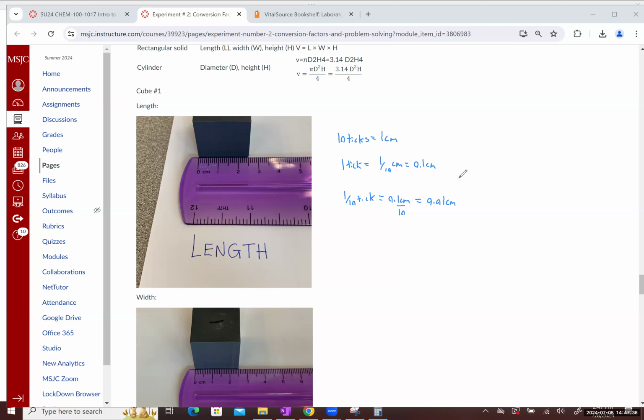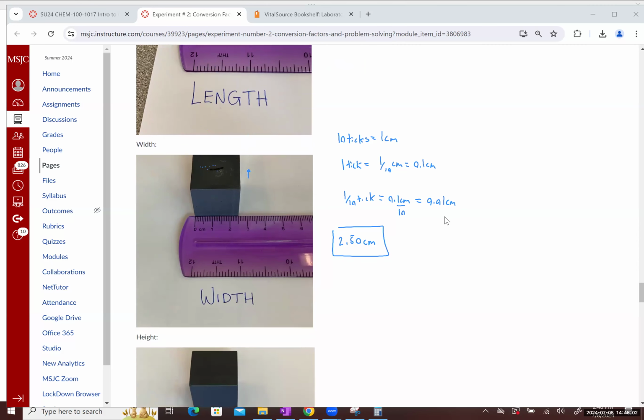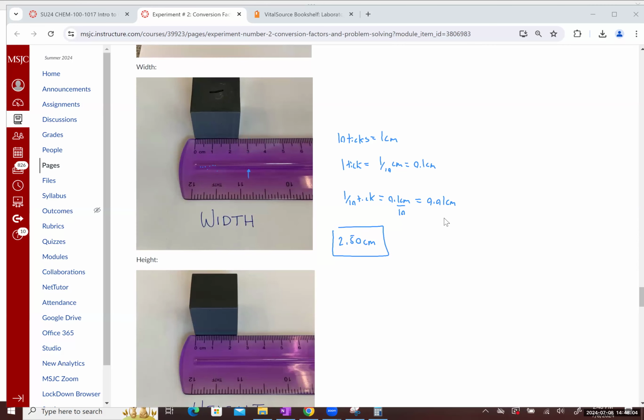Okay, so now that we have the bounds for how we're going to report our certain and estimated digit, let's now move on and take a measurement. Well, it looks like we're pretty much right on the 2.5 centimeter line. So we can write this measurement as 2.50 centimeters. Now, as you can see, if we look at the other side of this cube, we end up with pretty much an exactly identical result.